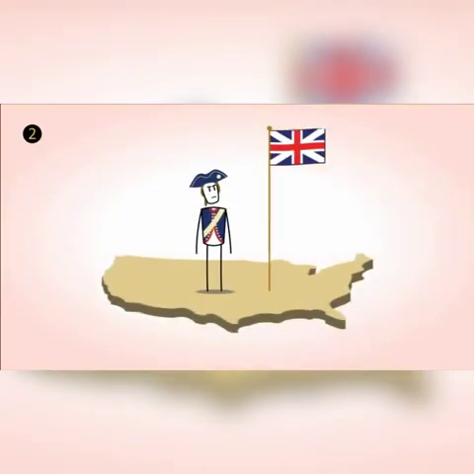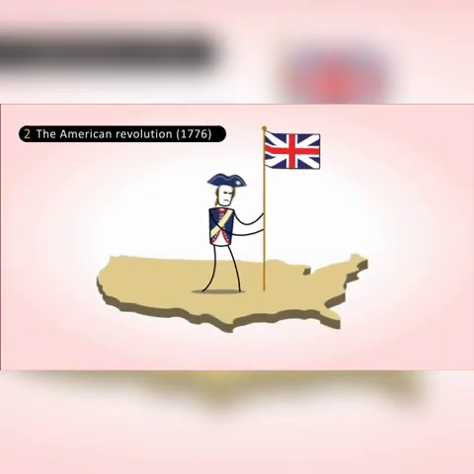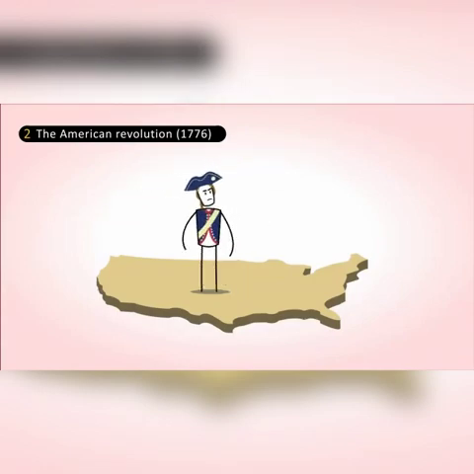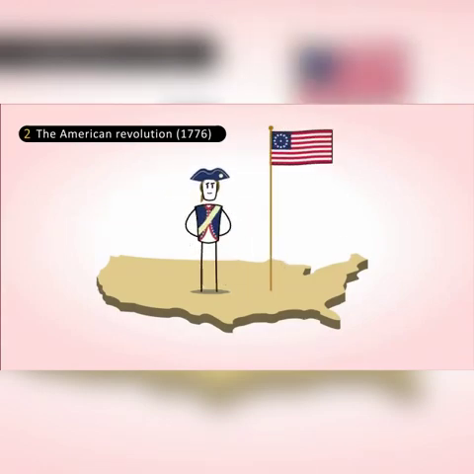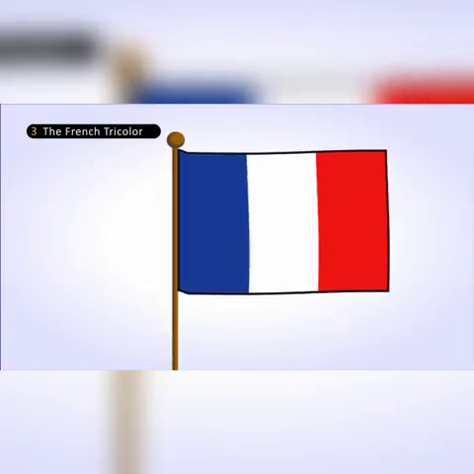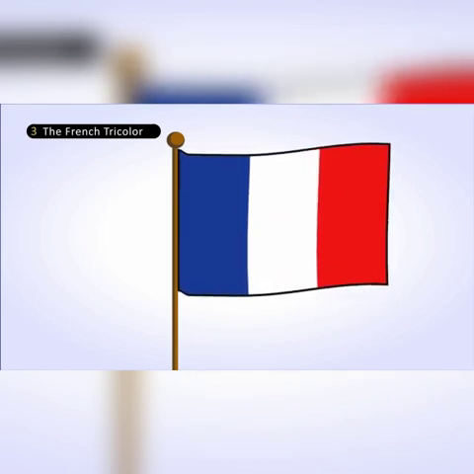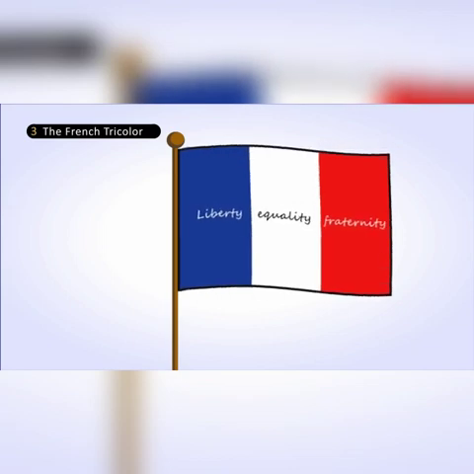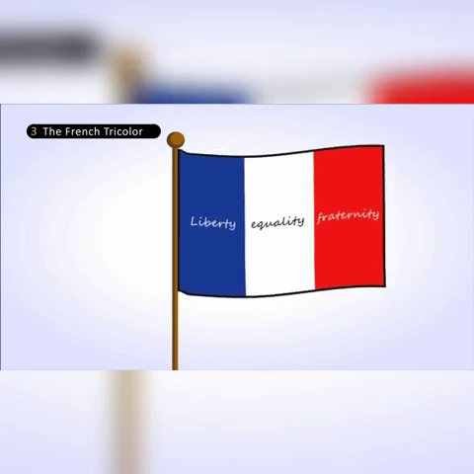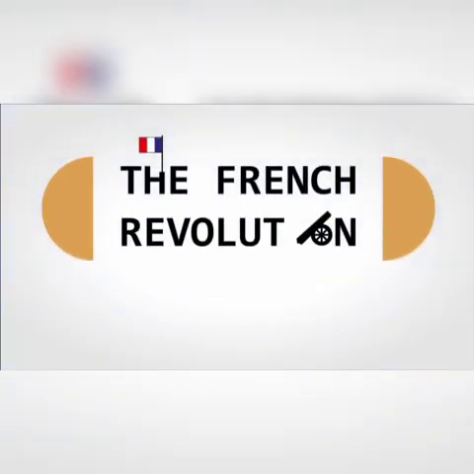The American Revolution was considered a major source of inspiration to the revolutionists in France. The French tricolor was formed during the Revolution. The ideals of liberty, equality, and fraternity associated with it were superimposed many years later.